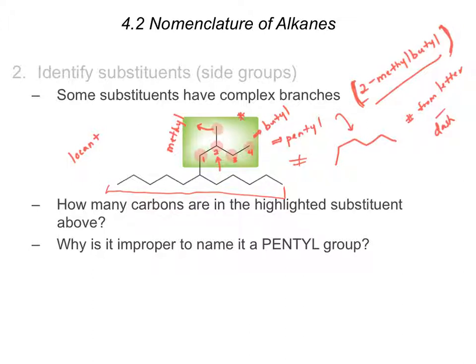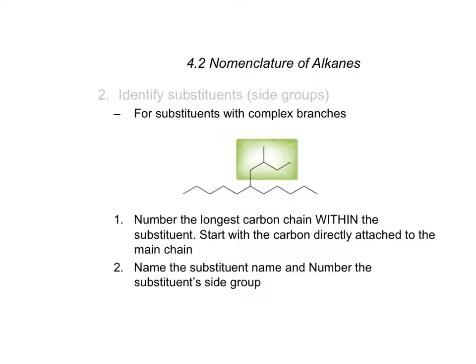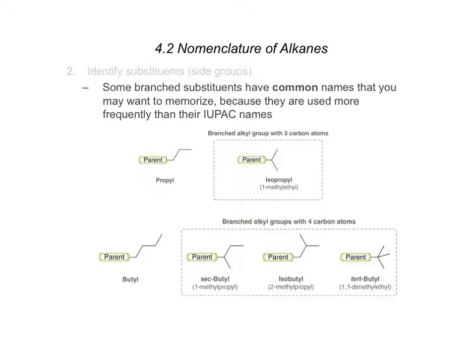Now, there are a lot of these, right? And a lot of them are very common. We'll see them over and over and over again. So for this actual group, its real systematic name is 2-methylbutyl, right? But there are also common names that go along with a lot of these complex substituents that we are allowed to use when we're naming them. So this is another situation where it would be beneficial for you to memorize a lot of these, okay?